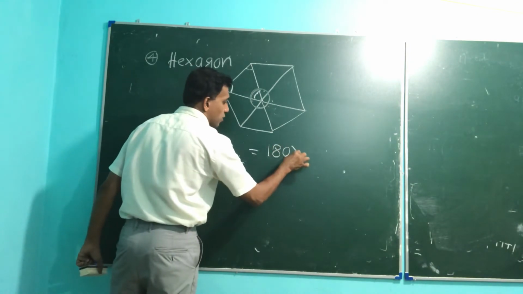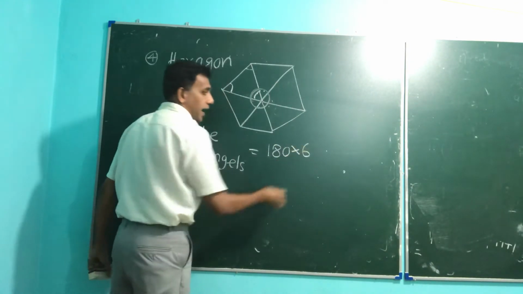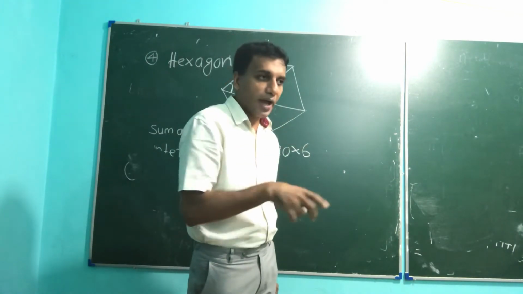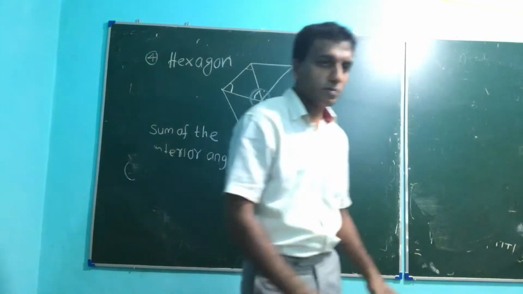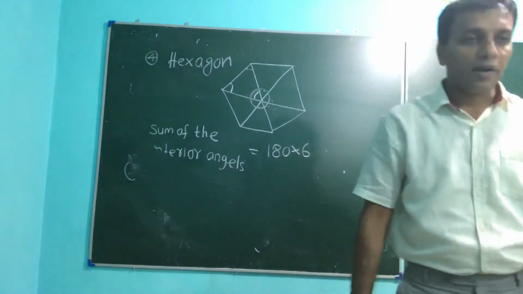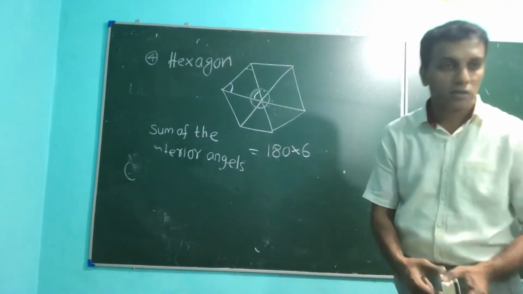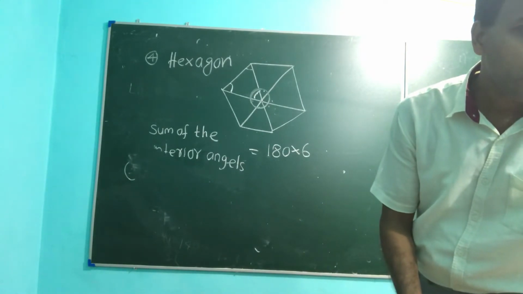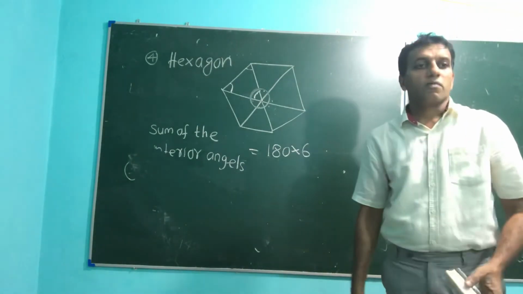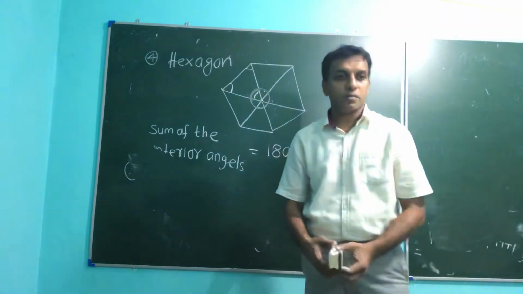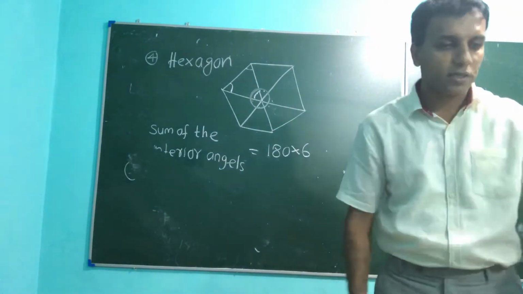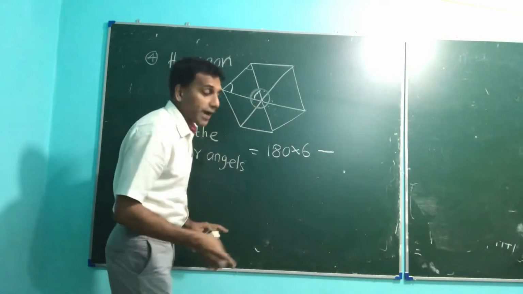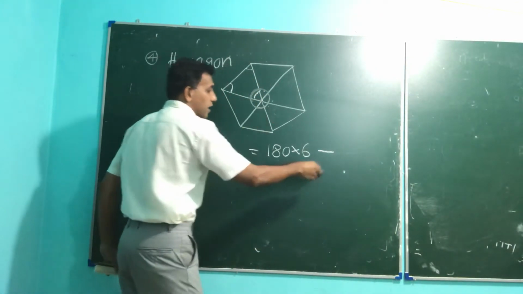180. How many triangles? 6 triangles. 180, and there are 6 triangles. So subtract what? Completely 360.